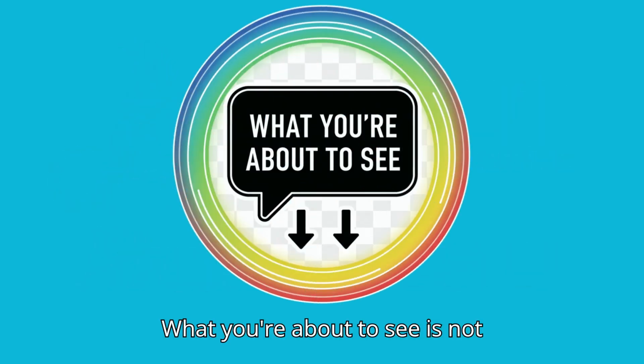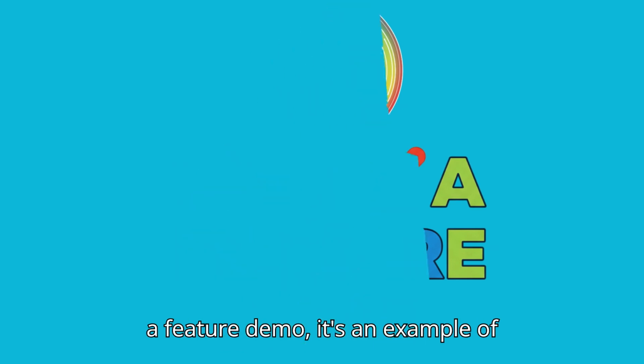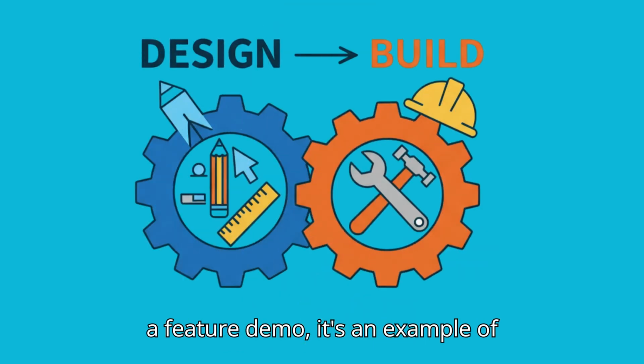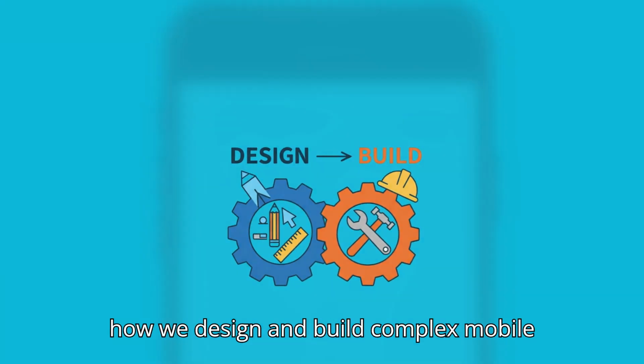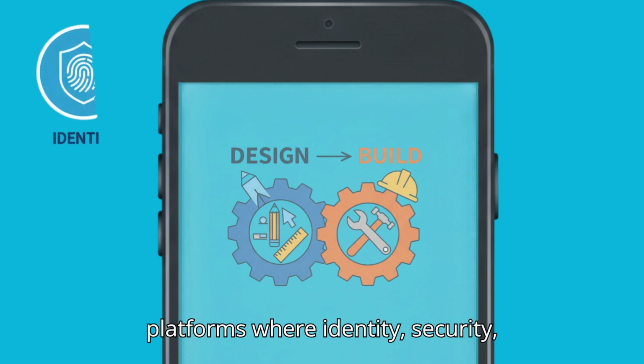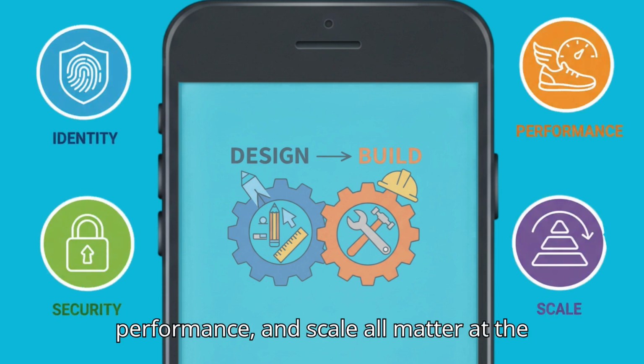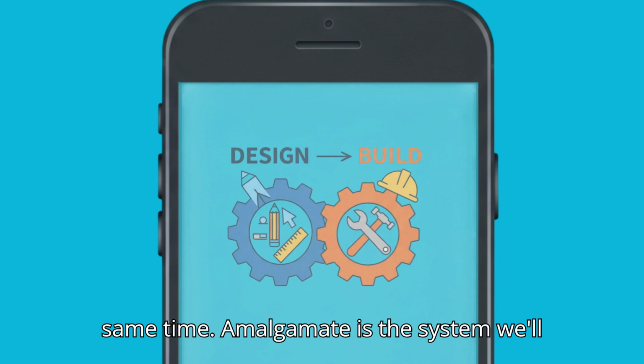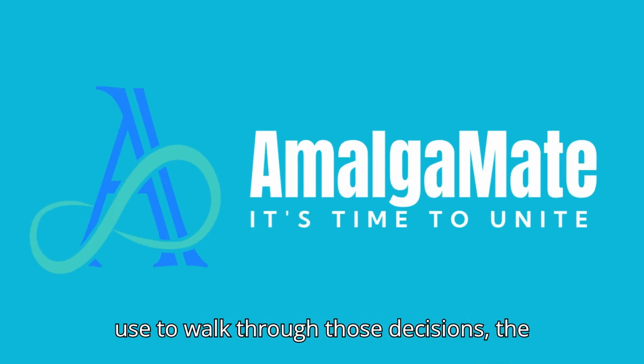What you're about to see is not a feature demo. It's an example of how we design and build complex mobile platforms where identity, security, performance, and scale all matter at the same time. Amalgamate is the system we'll use to walk through those decisions.